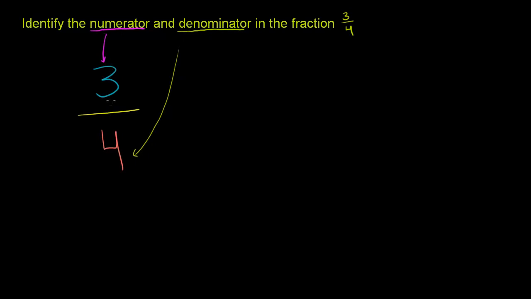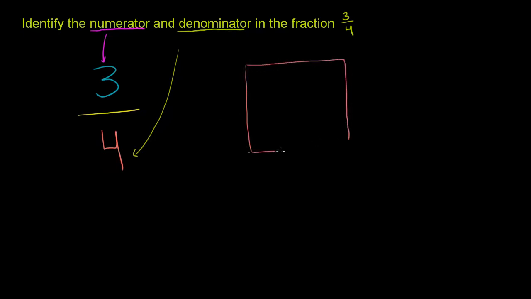Now, to think about what this fraction represents, you can think of it as 3 out of 4 pieces of a pie. That's how I think about it. So you can imagine the denominator tells us what we are taking a fraction out of, or how many pieces are there. So let's imagine a pie like this. We could draw it as a square pie.